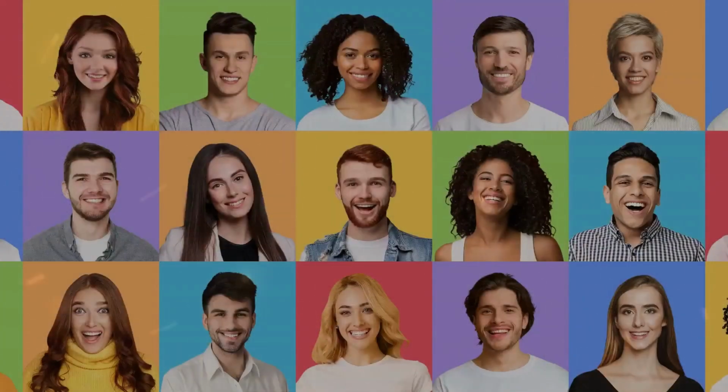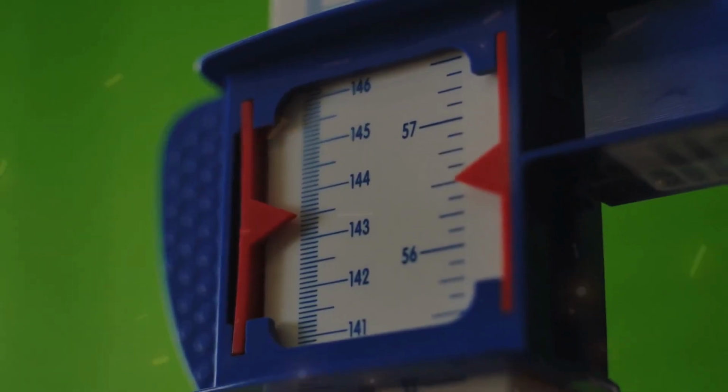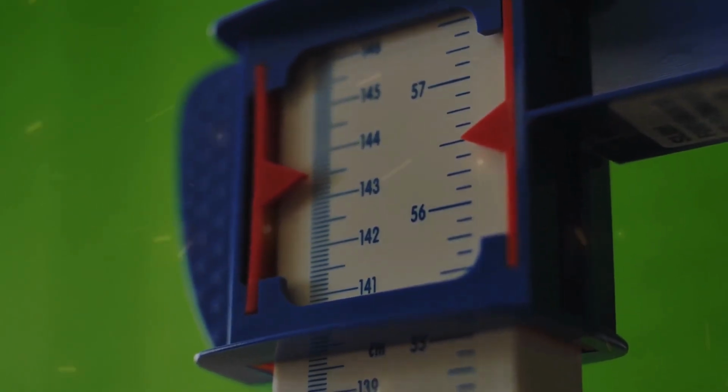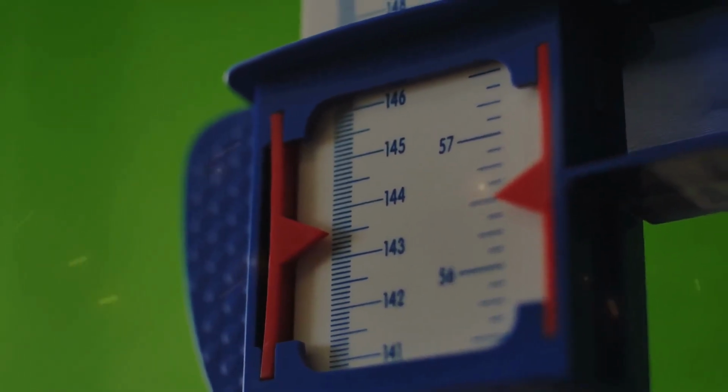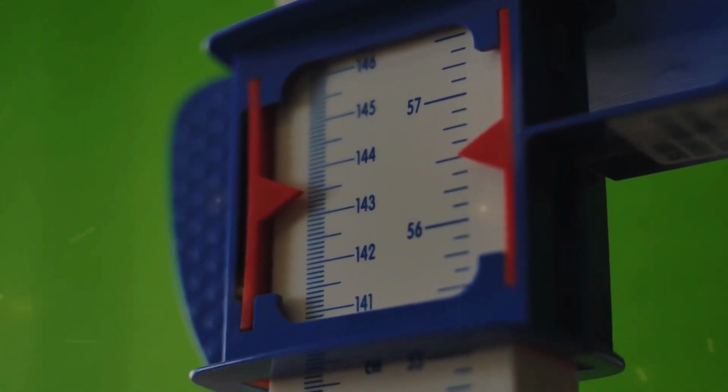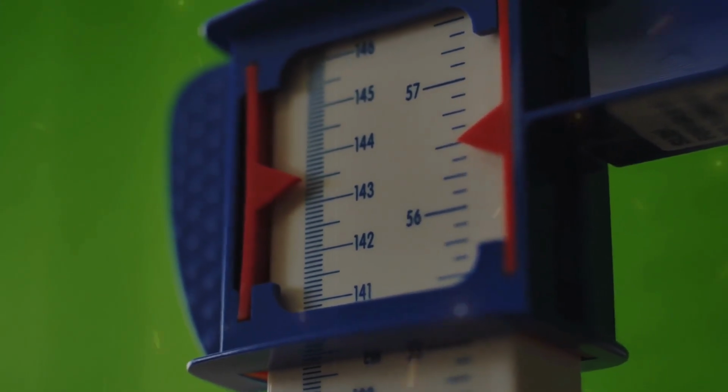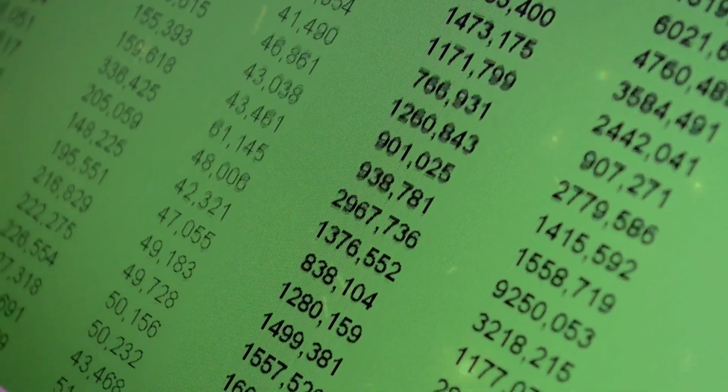Imagine having a dataset with features like age, income, and height. These features are essential for various analyses, but they come in different units and scales. These features are measured in different units. For instance, age is measured in years, income in dollars, and height in centimeters. Each of these units has a different range and scale.